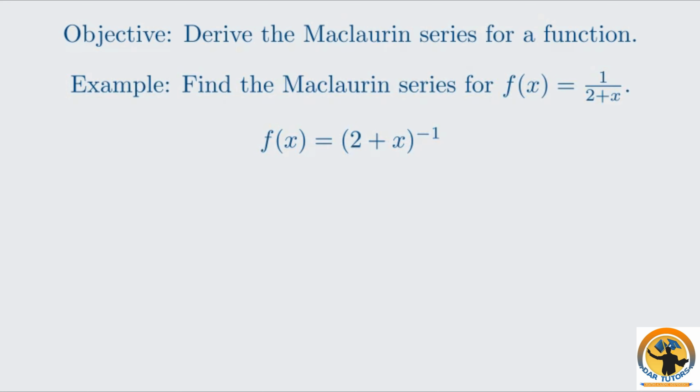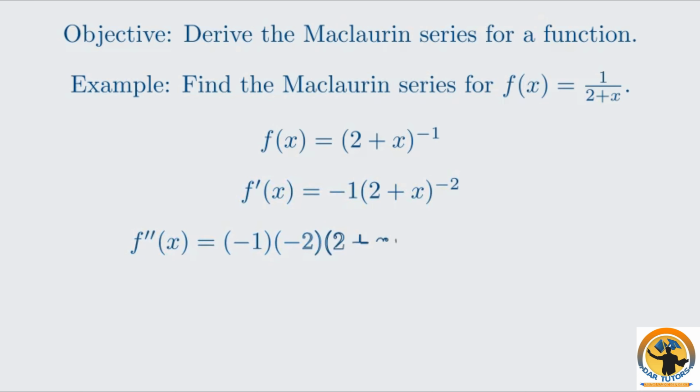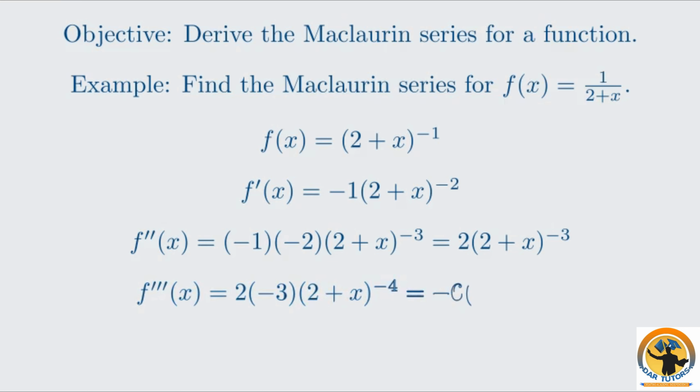Now, let's find the first few derivatives. The first derivative, f prime of x, is negative 1 times 2 plus x to the power of negative 2. The second derivative, f double prime of x, is negative 1 times negative 2, which is 2 times 2 plus x to the power of negative 3. The third derivative, f triple prime of x, is 2 times negative 3, which is negative 6, times 2 plus x to the power of negative 4.